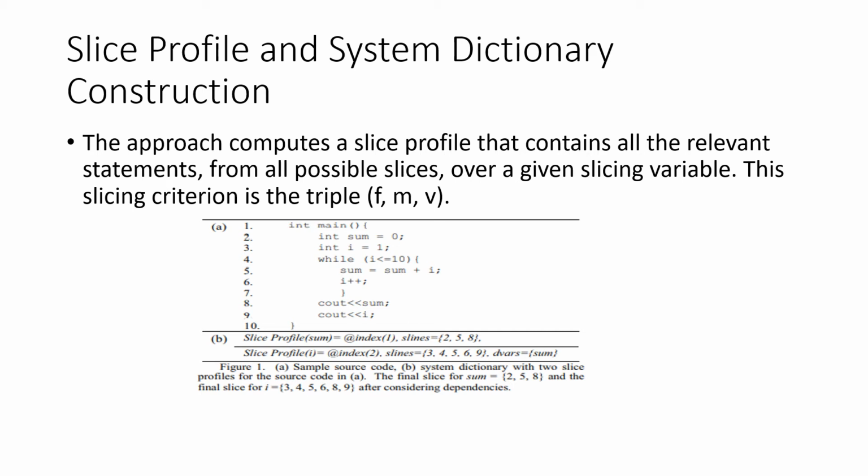Here the slice profiles are computed by examining each line starting from the beginning and determining the forward slices. The final computation can be carried out for all the variables via a single pass through the dictionary.